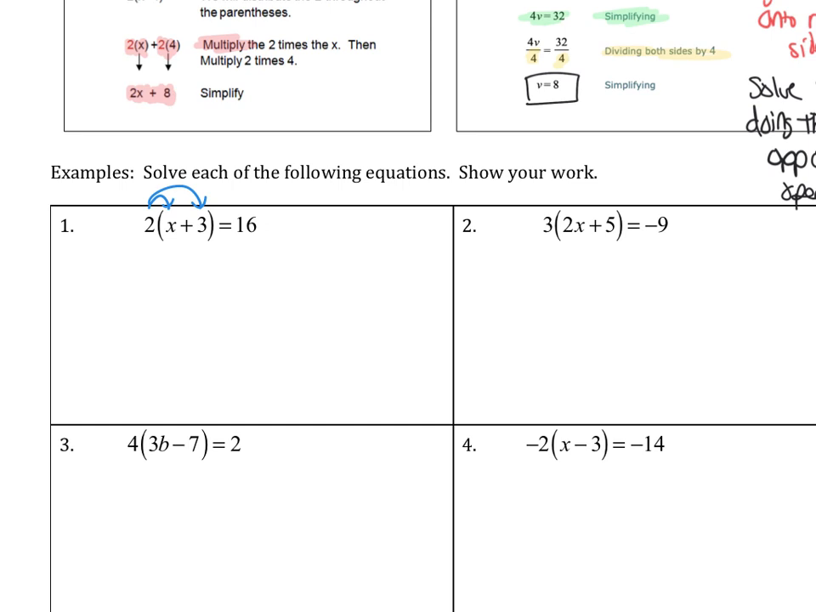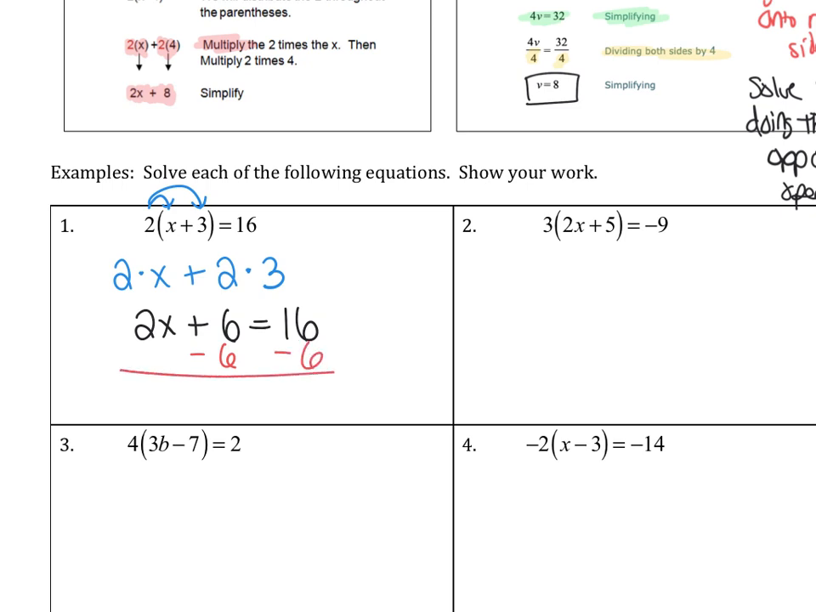If I do that, I get 2 times x plus 2 times 3. And then to simplify that even further so that I can see what it looks like, 2 times x is 2x plus 2 times 3 is 6, and then set that equal to 16. Now we go about solving. So remember, the next step is to get your numbers onto the right side. So since I have a plus 6 over here, I'm going to minus 6.